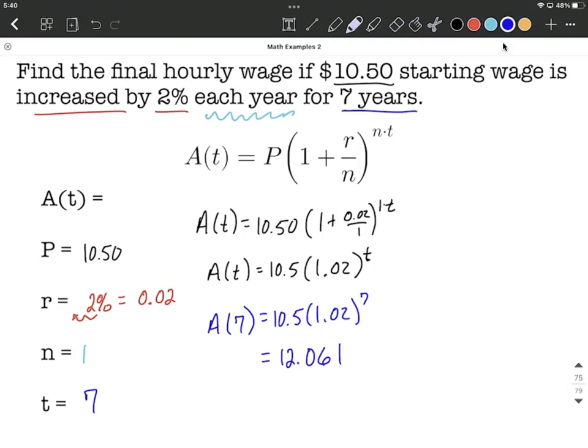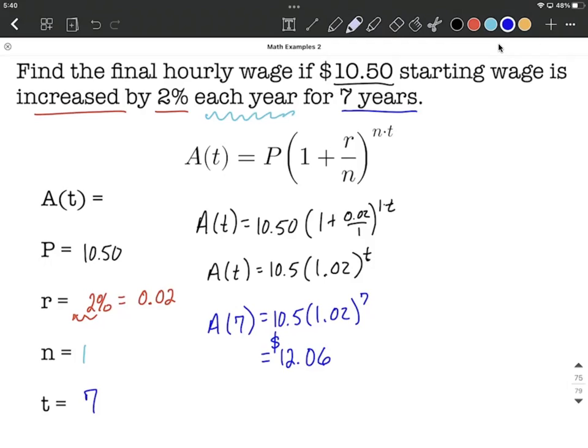12.061. Normally, what we do with dollars and cents, like these types of problems, is we round to 2 decimal places, which would be to the nearest cent. So in our case, because that third digit is below a 5, we're going to round down to 6. So get rid of that, and our final answer is going to be $12.06 is going to be the hourly wage in 7 years.